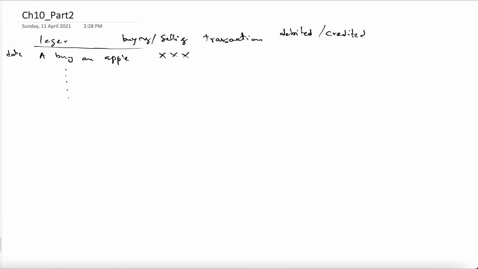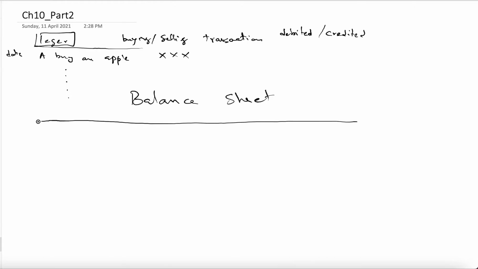So those of you who have done accounting, we start from the simple ledger, and then at a certain point of time, we develop a balance sheet. The balance sheet has this structure, like a T, or we call it a T account. In the left side, we list the assets' worth.